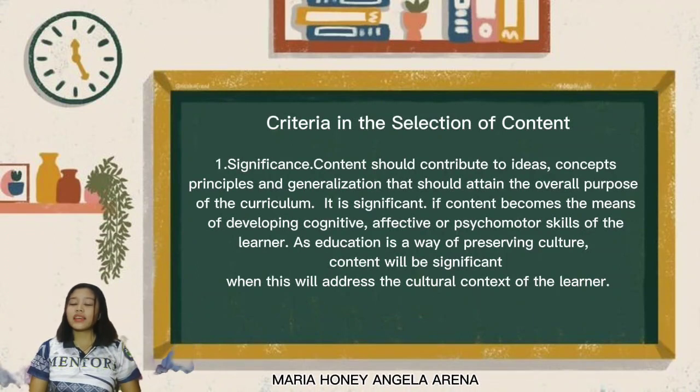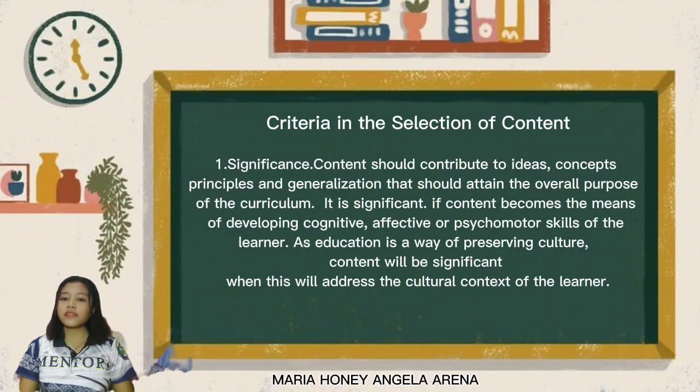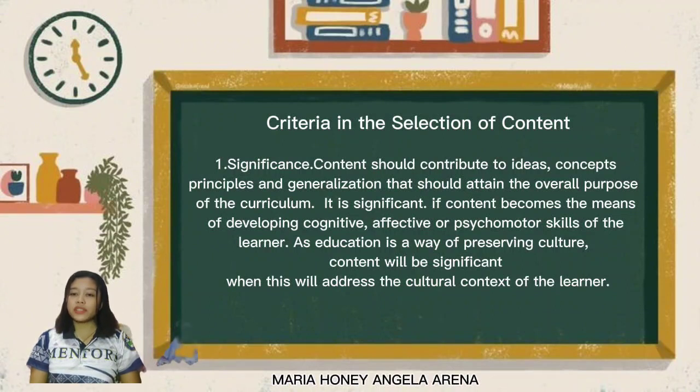Number one, significance. Content should contribute to ideas, concepts, principles, and generalizations that should attain the overall purpose of the curriculum. It is significant if content becomes the means of developing cognitive, affective, or psychomotor skills of the learner. As education is a way of preserving culture, content will be significant when it addresses the cultural context of the learner. Content is significant when it contributes to the development of ideas, principles, and skills outlined in the curriculum purpose. It gains importance when it helps develop cognitive, affective, or psychomotor skills and addresses the cultural context of learners, perceiving culture through education.